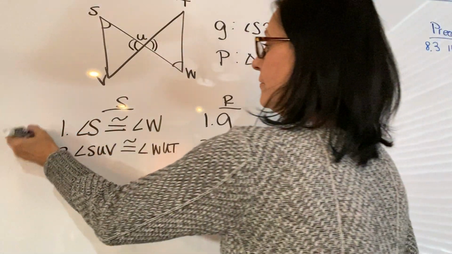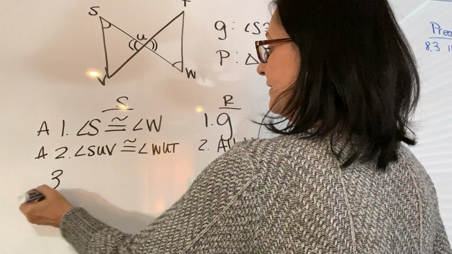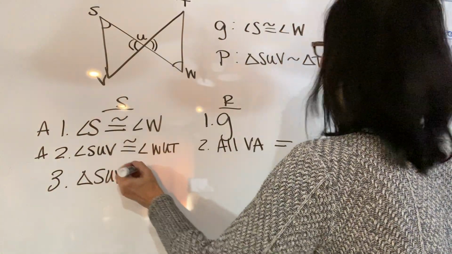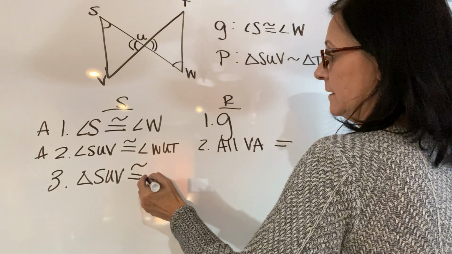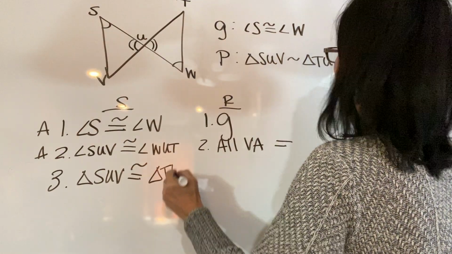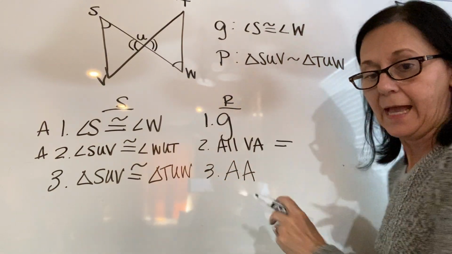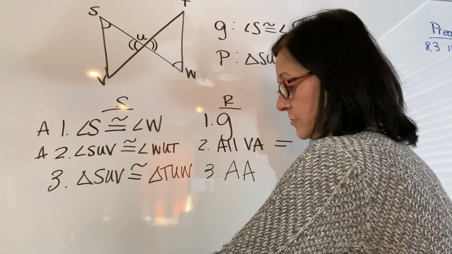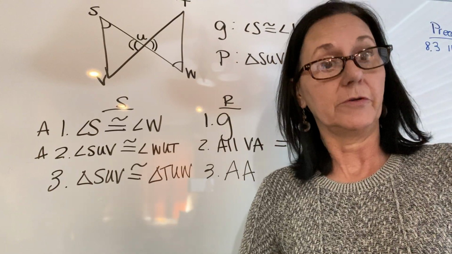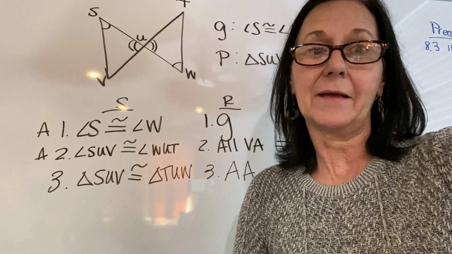I have an angle. I can say that triangle SUV is similar to triangle TUW because of angle, angle. All right, so towards the end of this lesson, you're going to have some proofs to do. So work hard on this, and I hope to see you tomorrow.